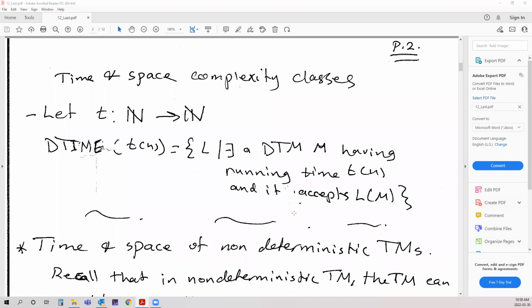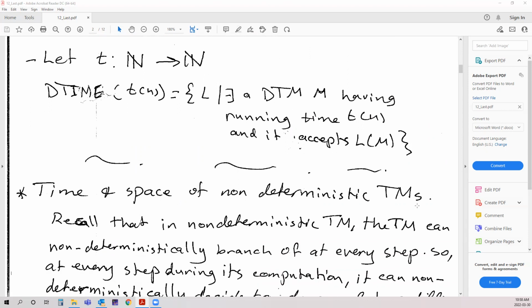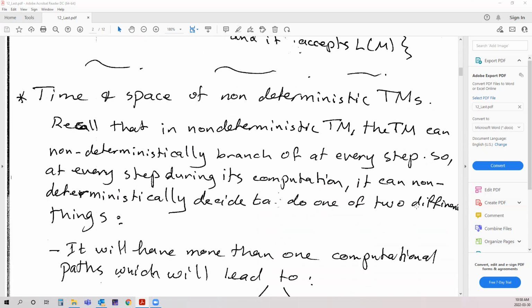So, time and space complexity classes. We'll talk about time, then the space. Let t be a function from natural number to natural number. The DTIME of t of n is the set of languages L where there exists a deterministic Turing machine having running time t of n, and it accepts L of M. Time and space, it is the same.